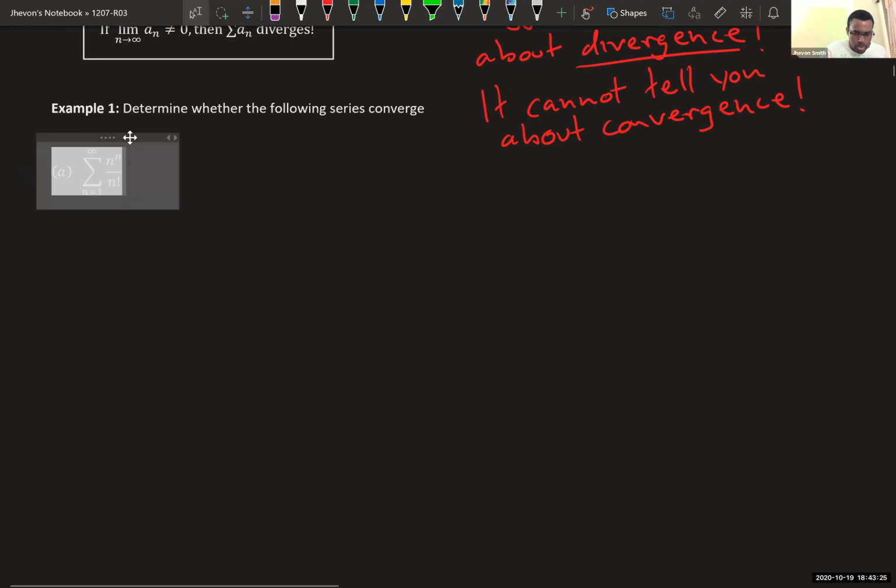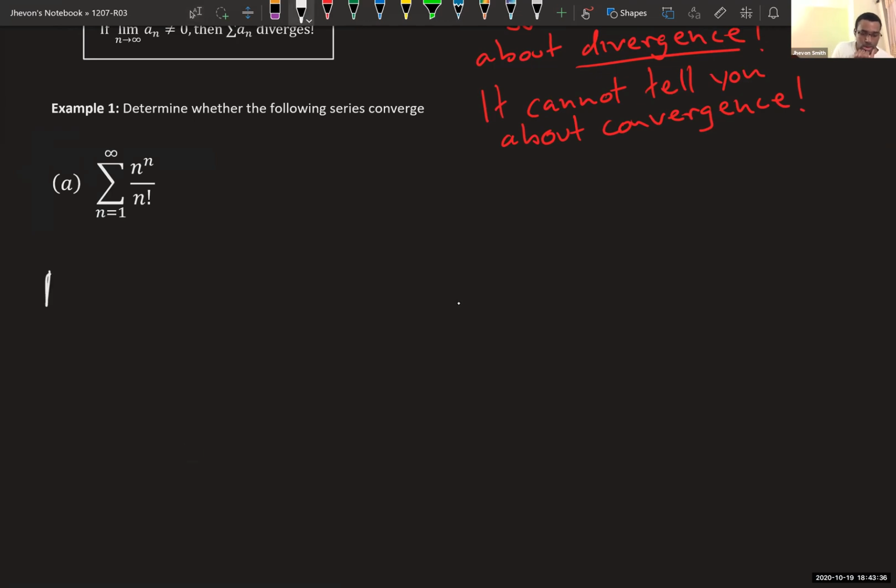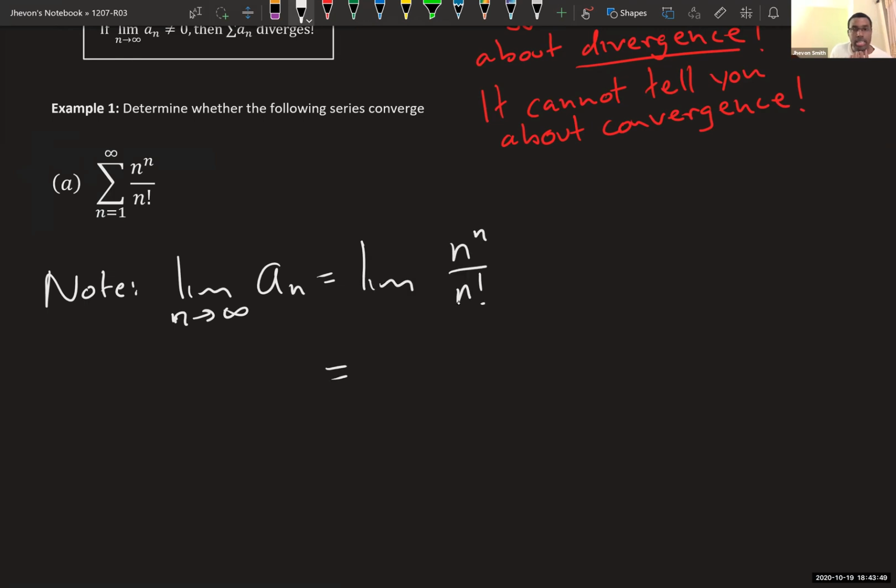Hopefully you can see that very well. This series, n to the n over n factorial. Well, we can look at this and note: if I take the limit, and it's always n goes to infinity, I don't really have to write it, of a_n, which is the limit of n to the n over n factorial, what is that? Because the numerator is going to grow faster than the denominator, isn't it going to approach infinity? So that limit is infinity.